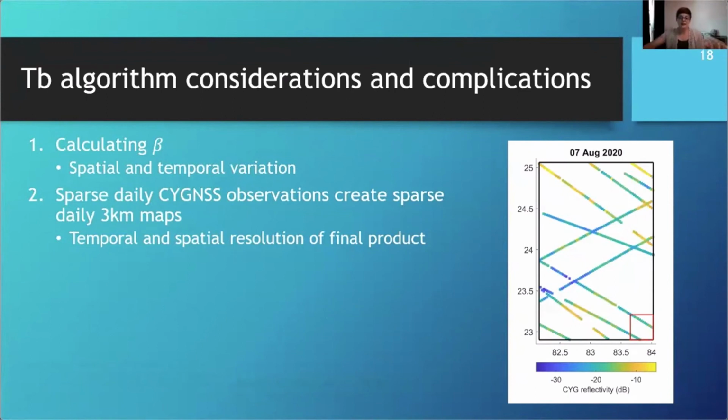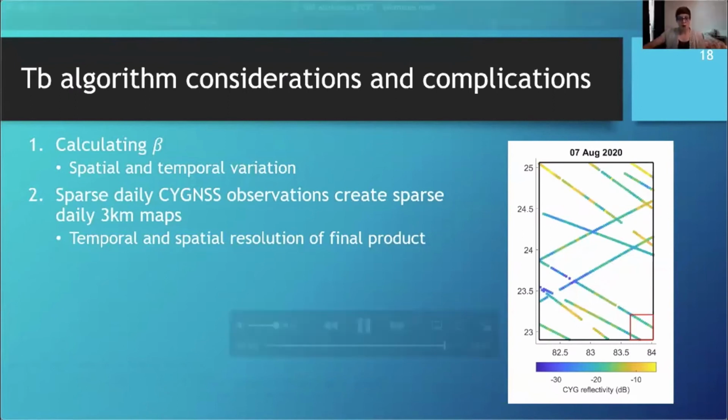Secondly, sparse daily Cygnus observations lead to sparse daily 3-kilometer maps, as can be seen in this figure, which shows all the Cygnus observations recorded on August 7th, 2020, over a small region in India. The red box in the figure is a 36-kilometer SMAP grid cell, and we can see that there are only about 15 Cygnus observations within this SMAP grid cell on this day, which means that at a 3-kilometer scale, there would be a lot of gaps in the data. So we are trying to determine how to adjust the temporal and spatial resolution of the final product in order to reduce these gaps and improve usability.